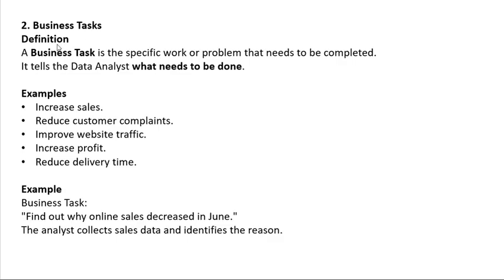Second is a business task. A business task is a specific piece of work or problem that needs to be completed, and it tells a data analyst what needs to be done. For example, increase sales, reduce customer complaints, improve website traffic, increase profit, reduce delivery times. An example of a business task is to find out why online sales decreased in June, and the analyst collects the sales data and identifies the reason.